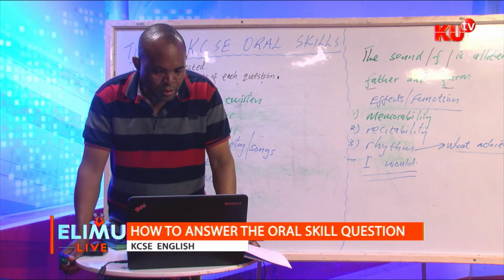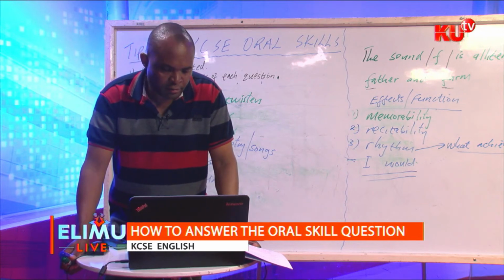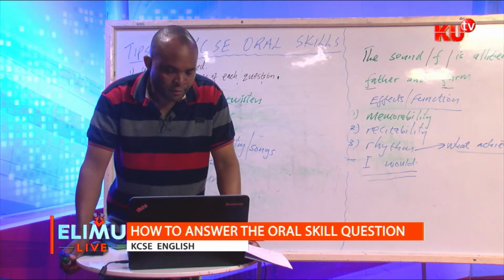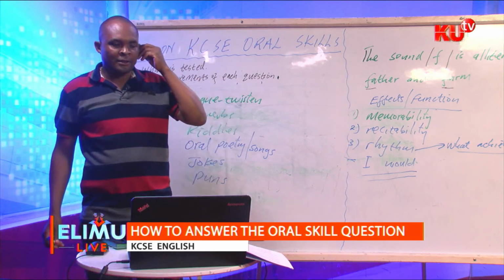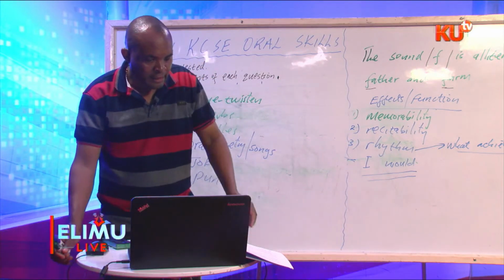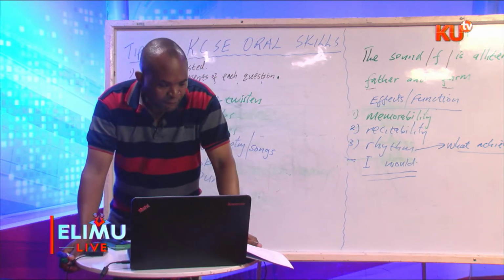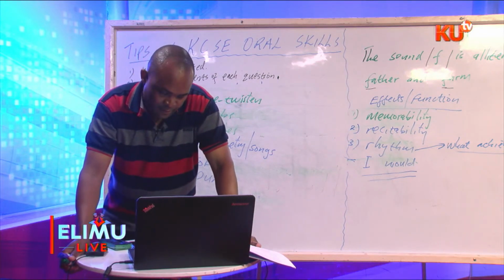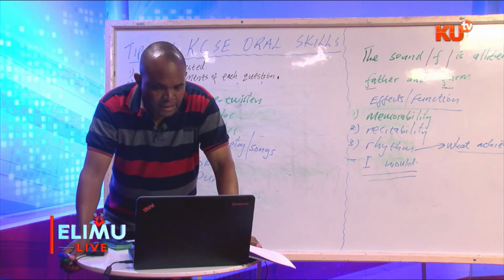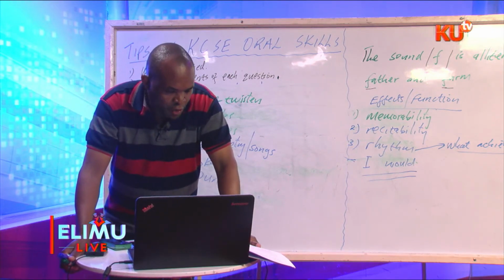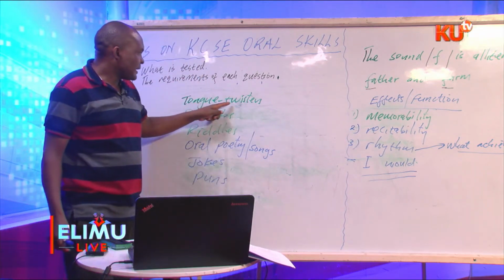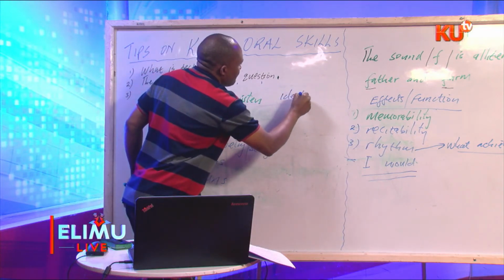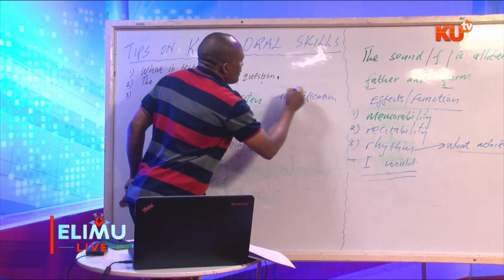You'll always be asked to identify with a justification. For example, KCSE 2017, there was a riddle. KCSE 2017, there was a proverb. KCSE 2017, there was a tongue twister. And the question was, identify each of the following genres. So the questions revolve about identification with justification.